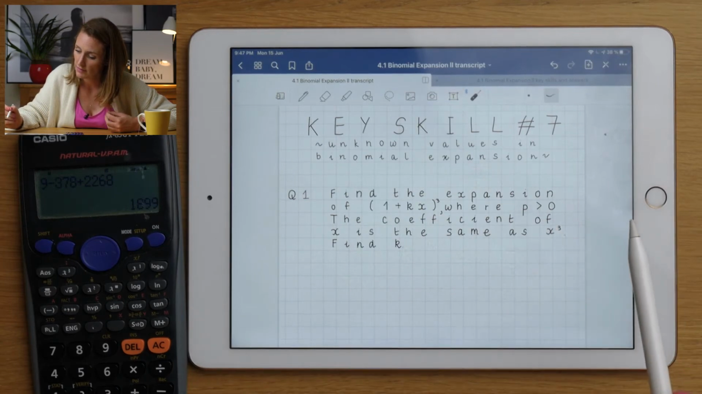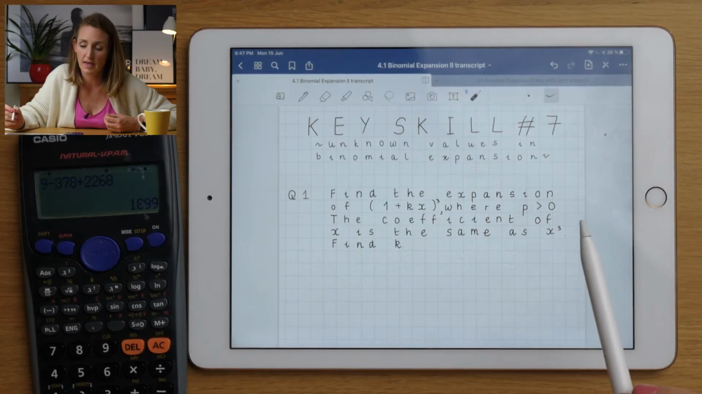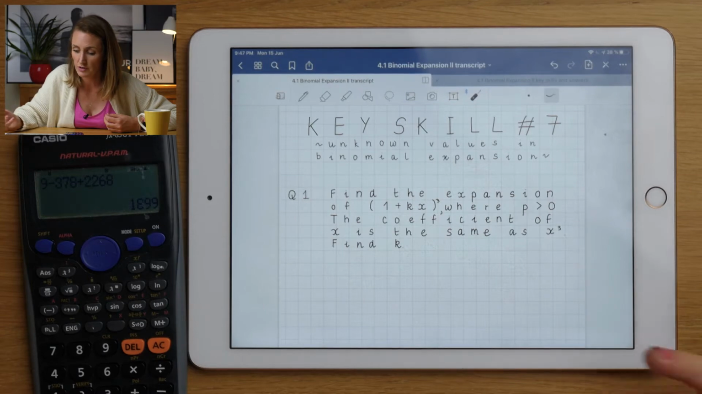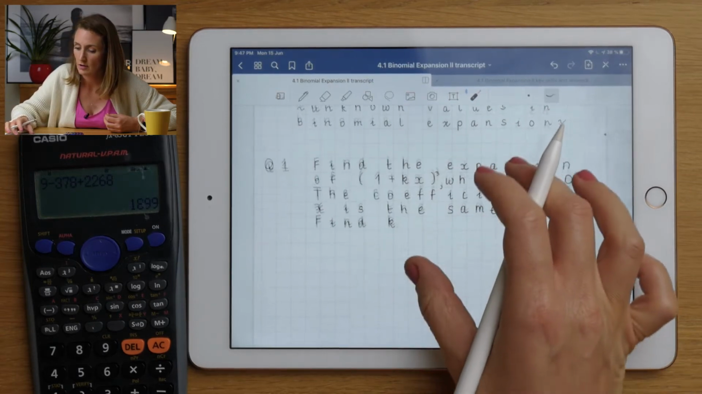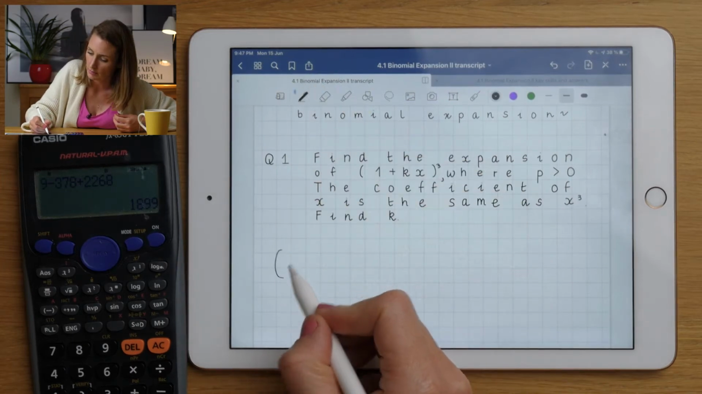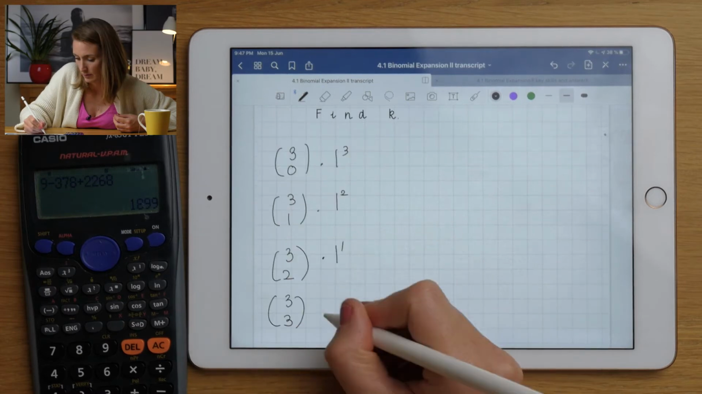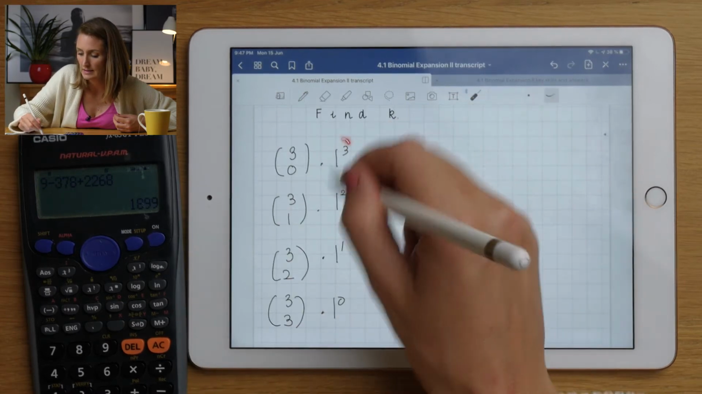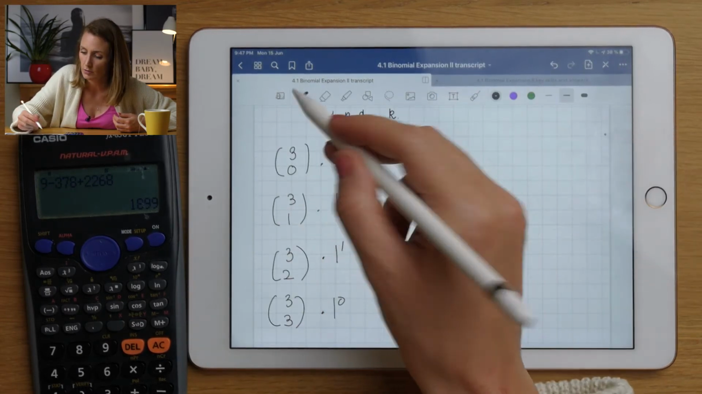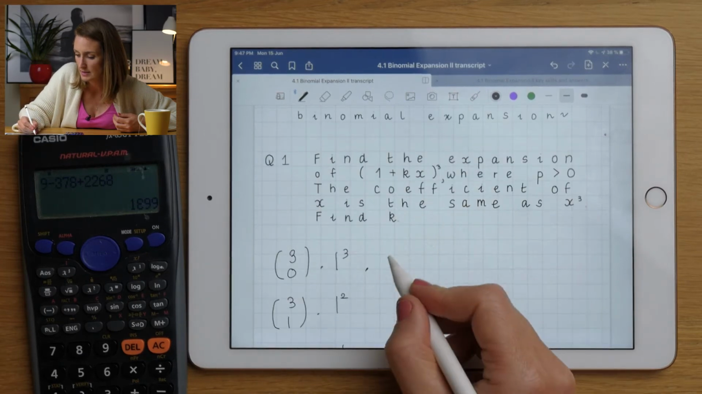So we've been asked to find the expansion of (1 + kx) cubed, where the coefficient of x is the same as the coefficient of x cubed. So what would the expansion look like? Well, we'd start it out just like we had done before. Again, we don't need this column because 1 to the power of anything is always 1, but let's keep it nice and neat.